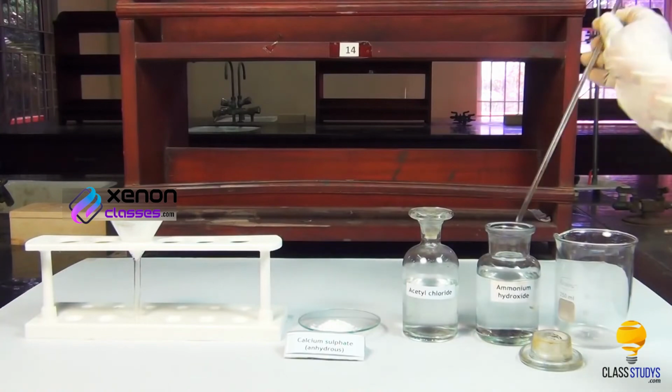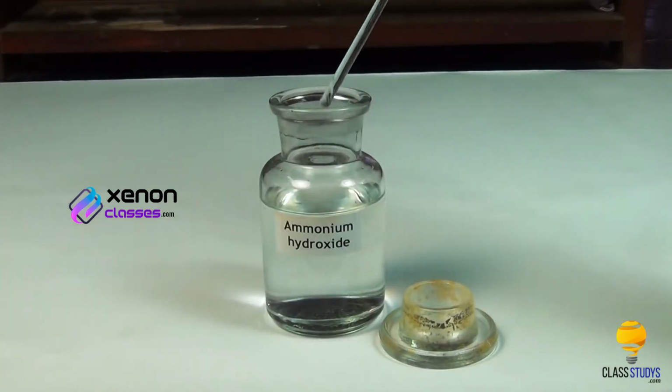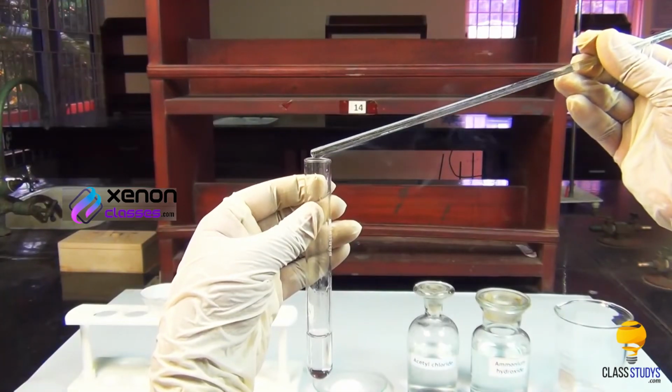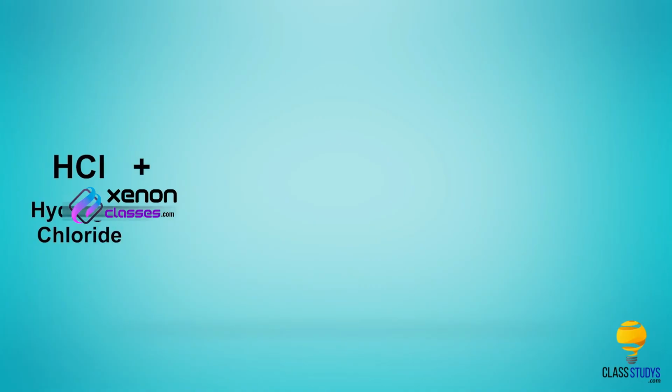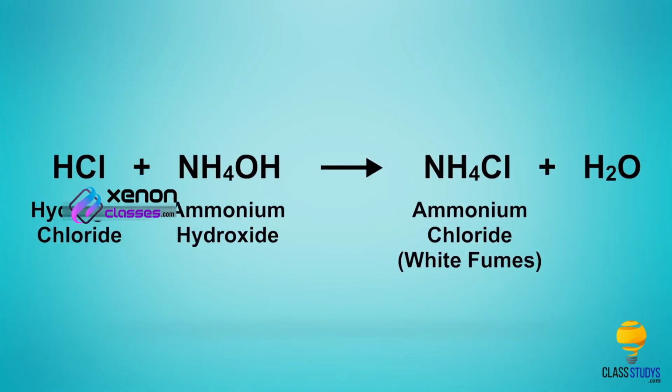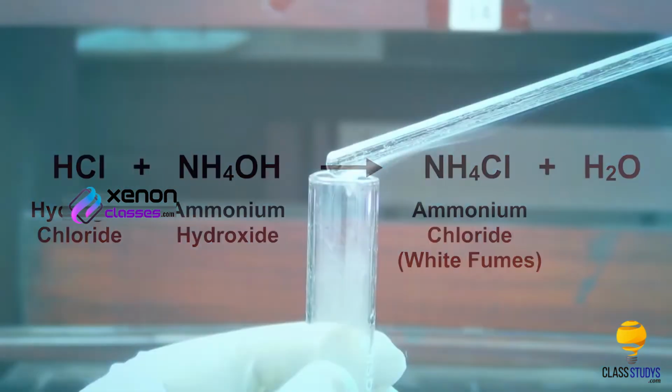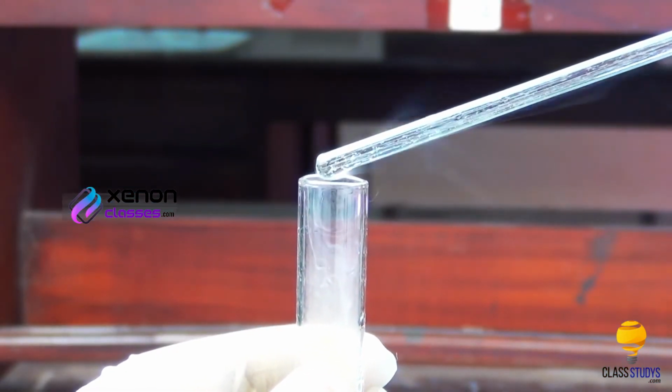Now, dip the glass rod in ammonium hydroxide solution and bring it over the mouth of the test tube. The hydrogen chloride reacts with ammonium hydroxide to form white fumes of ammonium chloride.